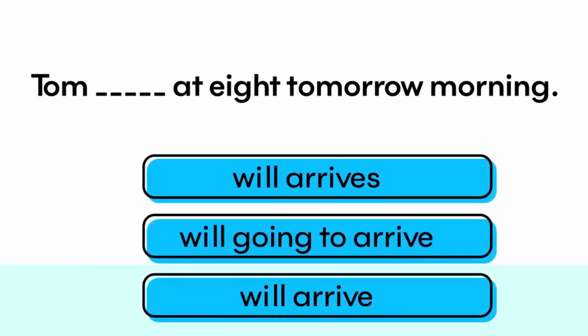Here, Tom blank at 8 tomorrow morning. Tom will going to arrive, will arrive, will arrives? "Arrives" is not the base form. "Will going to", we cannot mix them. So the right answer will be "will arrive". Tom will arrive at 8 tomorrow morning. This is the structure.